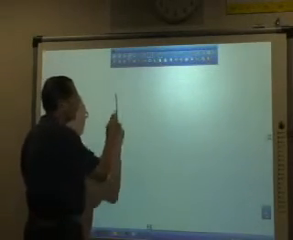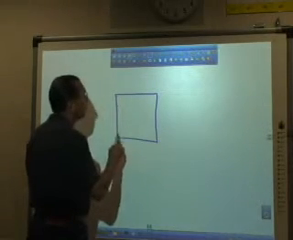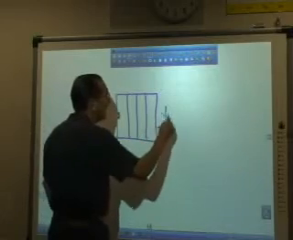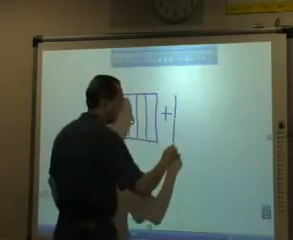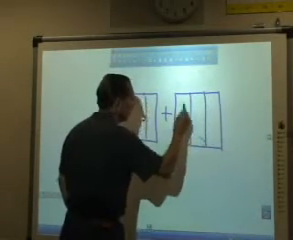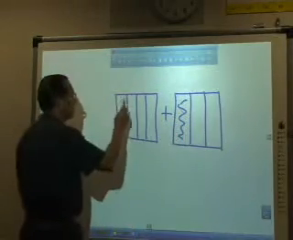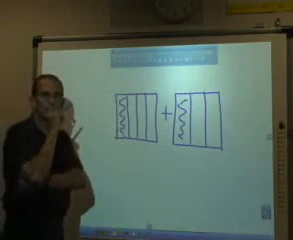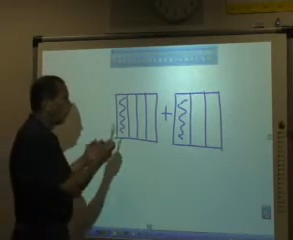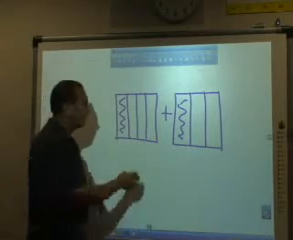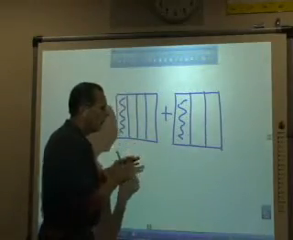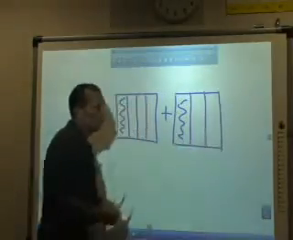What happens if I have this? And I want to add that to this. Now what do I do? Because before I had the same number of parts that made a whole. This time I have 4 parts that make a whole. Then I have 3 parts that make a whole. Well, how do I add those together and get my final product?